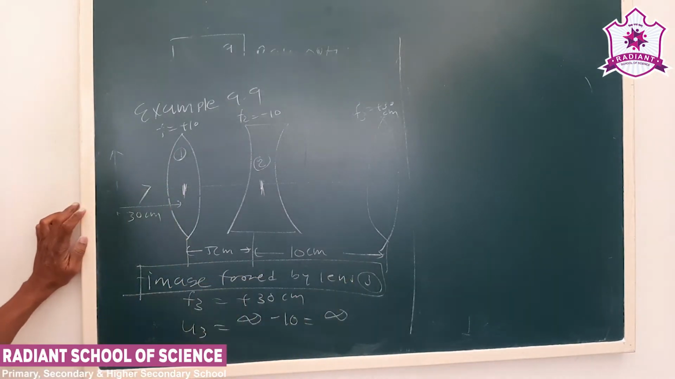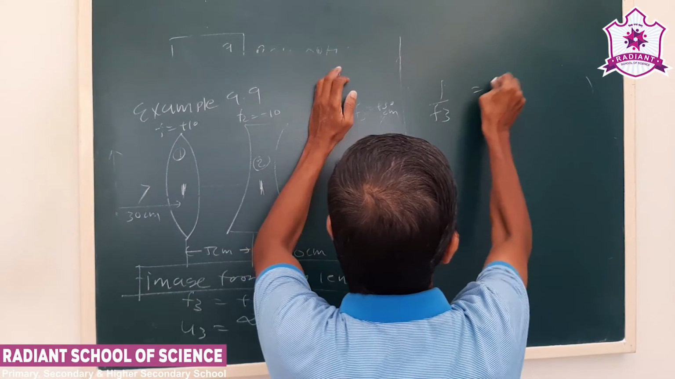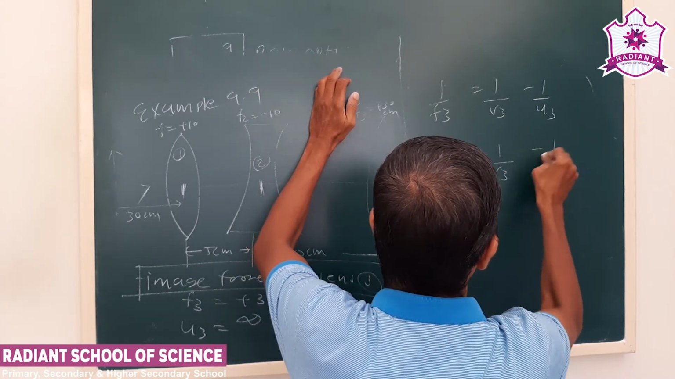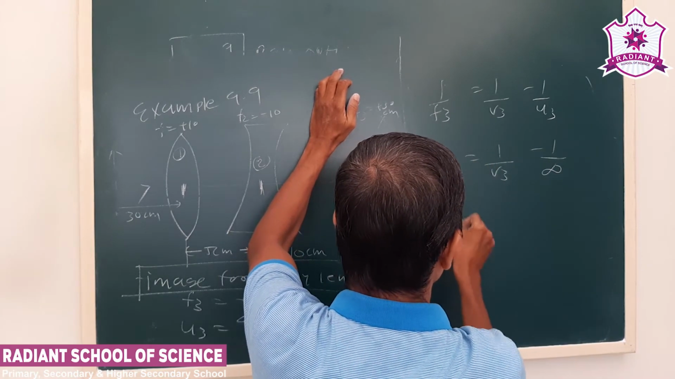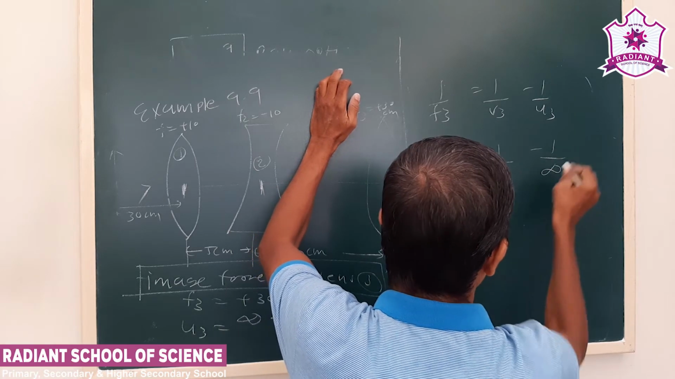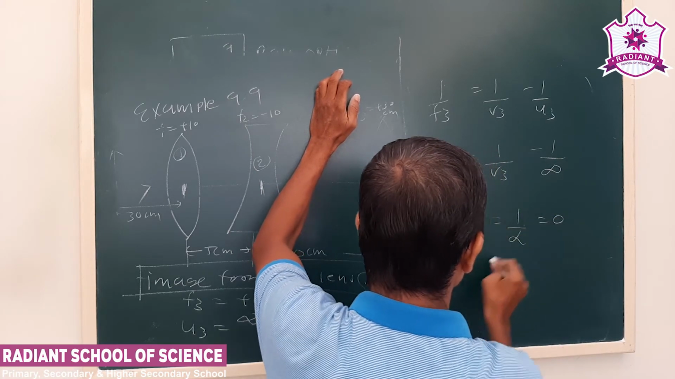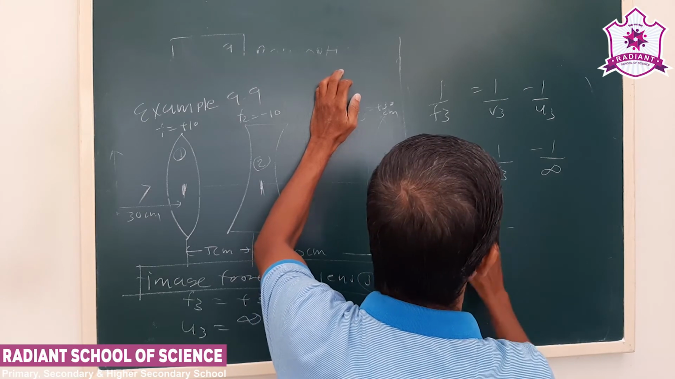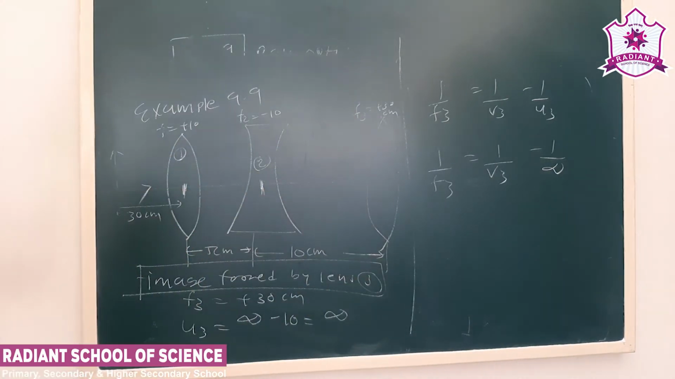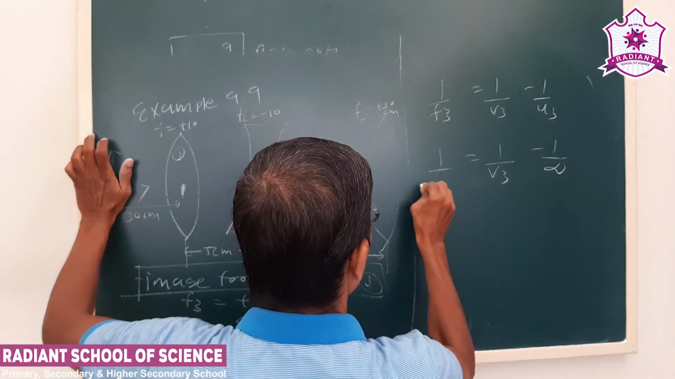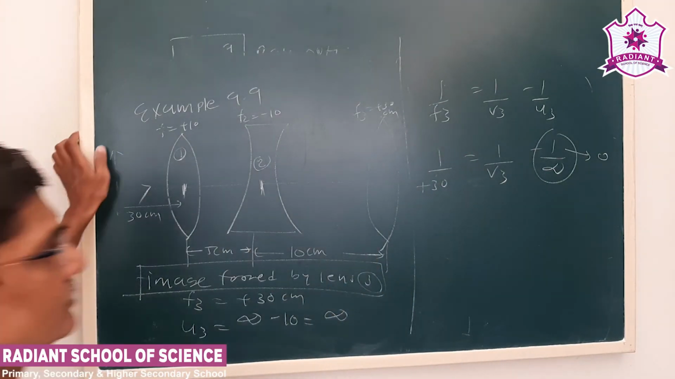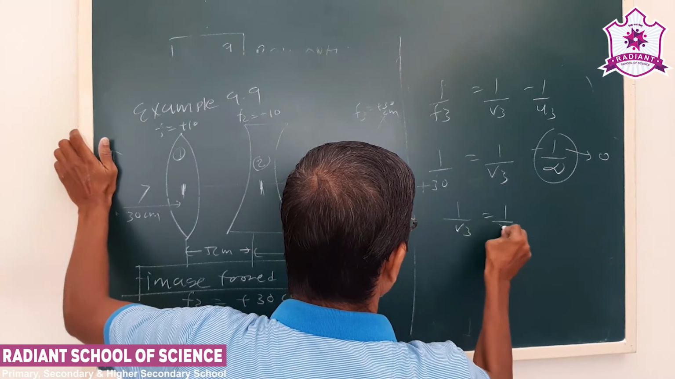For the image formed by lens 3, 1 upon f3 is 1 upon v3 minus 1 upon u3. 1 upon v3 we have to find out. The object distance is infinite, so 1 upon infinite is 0. Now 1 upon v3 you have to find out. The f3 value you have to add, plus 30. 1 upon infinite has become 0, so 1 upon v3 is 1 upon 30.